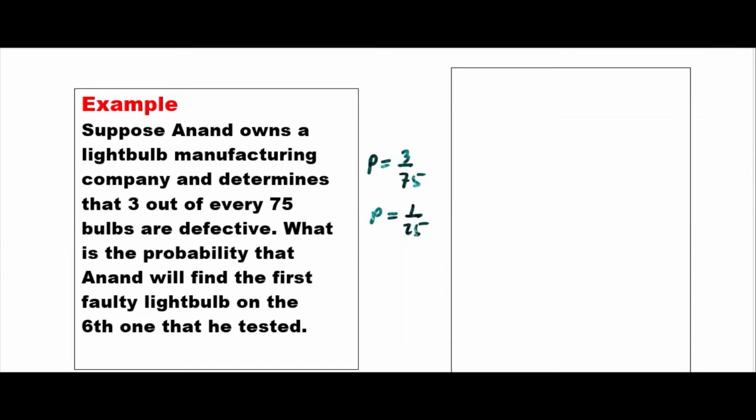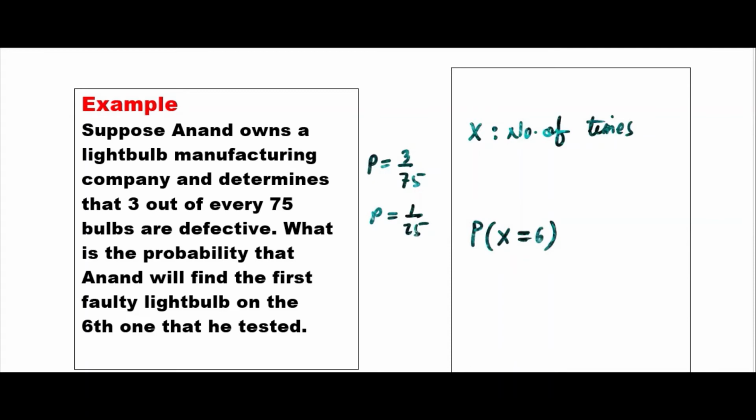That means the first 5 are good ones, that means they are not success. You will not count them, because success here is defective. So what is the probability that the value of X will be 6? That is what you need to find. X is the number of trials required. Trial means testing, the number of times you need to test.